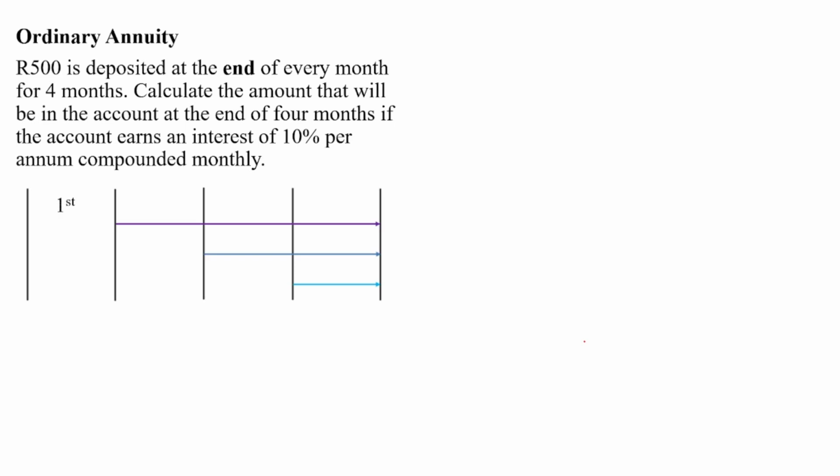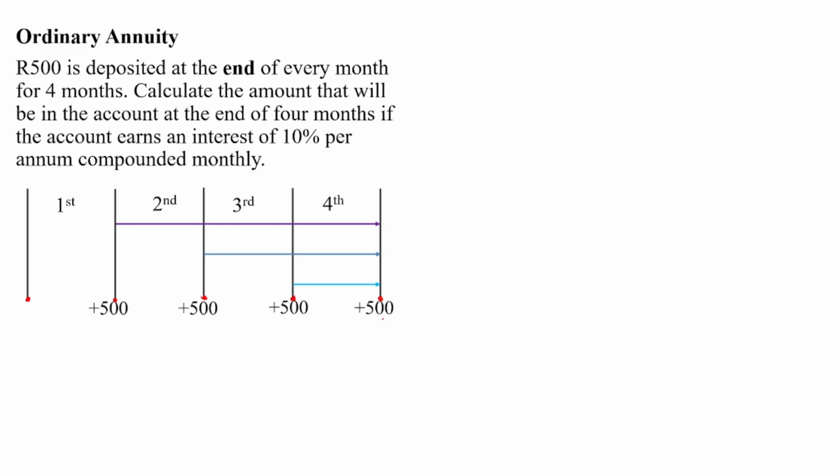So this is the first month. So this means the beginning of the first month, then end of the first month, beginning of month 2. End of month 2, beginning of month 3. End of month 3, beginning of month 4. And then end of month 4, like that. So this is the first month, second month, third month, and fourth month. And then the payments are done at the end of every month for 4 months.